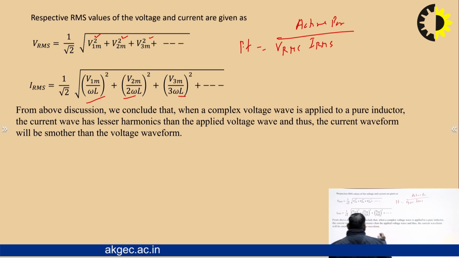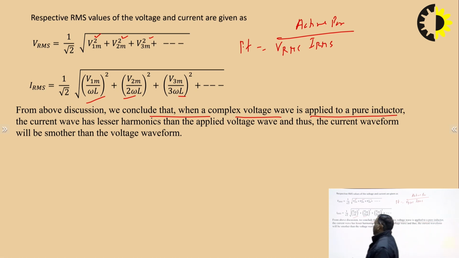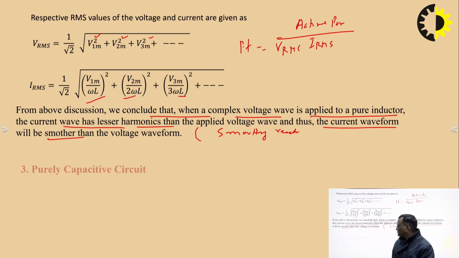So from the above discussion we conclude that when a complex voltage wave is applied to a purely inductive circuit, the current wave has lesser harmonics than the applied voltage, and due to this the current will be smoother than the voltage waveform. So inductors are called smoothing reactors.